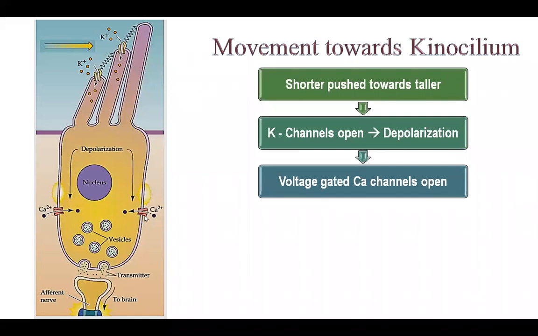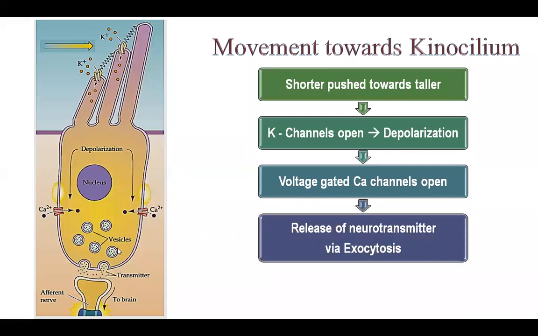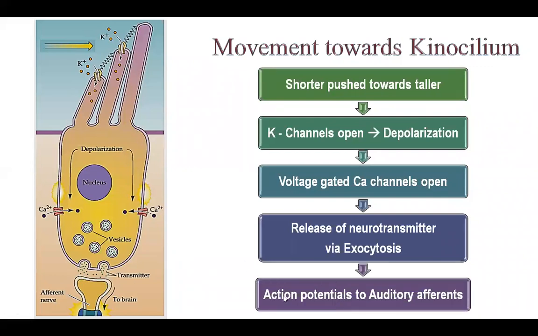Once the depolarization occurs, the voltage gated calcium channels will open up, causing influx of calcium within the hair cells. Now, in response to the influx of calcium, the vesicles start moving towards the base and cause release of neurotransmitters via exocytosis. These neurotransmitters are usually glutamate, which is excitatory in nature. So, release of this glutamate will cause end plate potentials, leading to action potentials, and these will be carried by efferent nerves towards the brain.